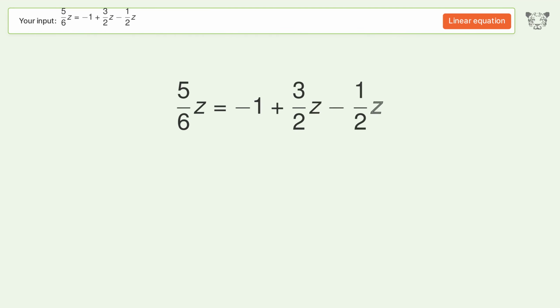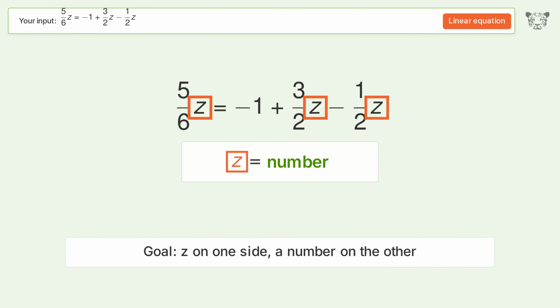Here is the linear equation we are asked to solve. 5 over 6 times z equals -1 plus 3 over 2 times z minus 1 over 2 times z. Solving means leaving the variable alone on one side, with a number on the other. Let's do this step by step.